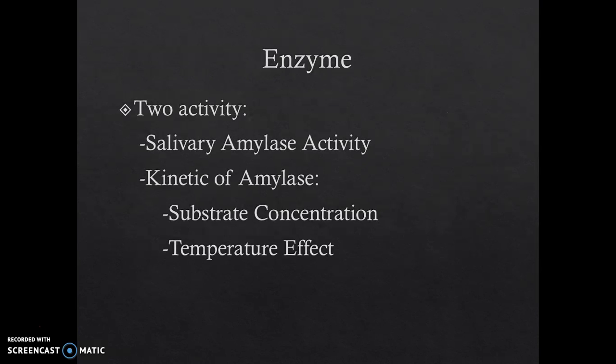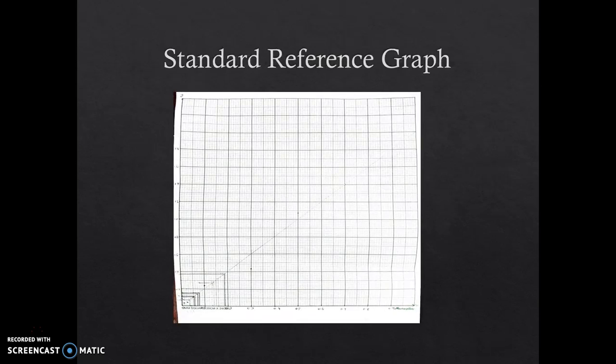Now, I would like to present our result for this experiment. Before that, in this experiment, there are two parts that we need to do. First, salivary amylase activity. Then, kinetics of amylase. Under kinetics of amylase, there are substrate and temperature effects. So, this is our standard reference graph.